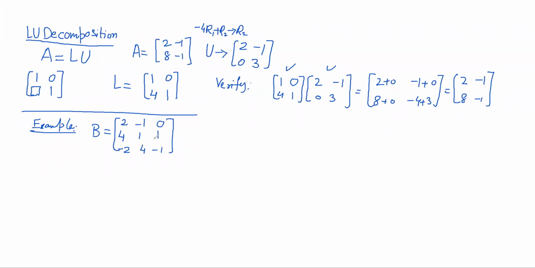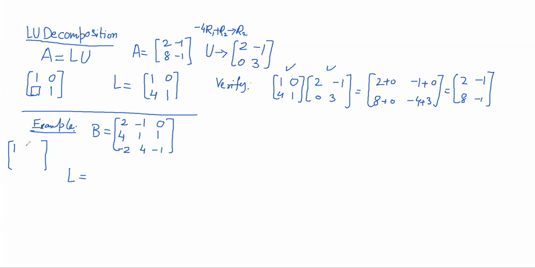Okay, the matrix is [2, -1, 0; 4, 1, 1; -2, 4, -1]. If this is the matrix, and then we want its LU decomposition. So for the lower triangular matrix, it will be a 3 by 3 matrix. It will be of the form of 3 by 3.